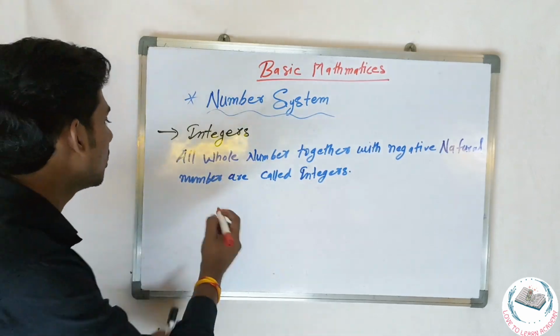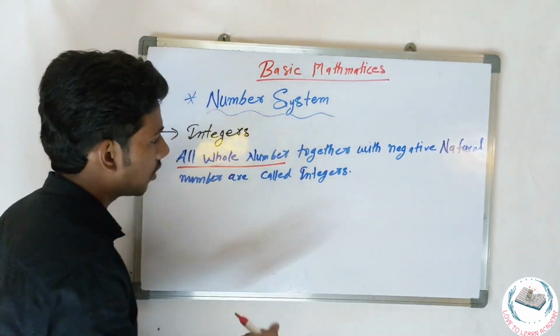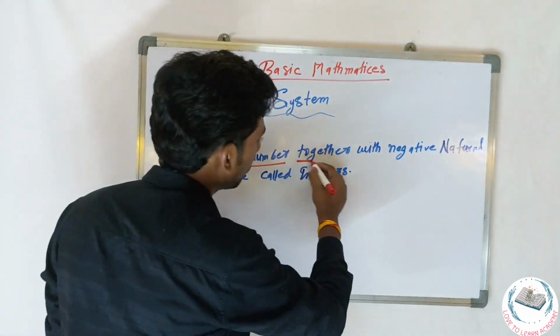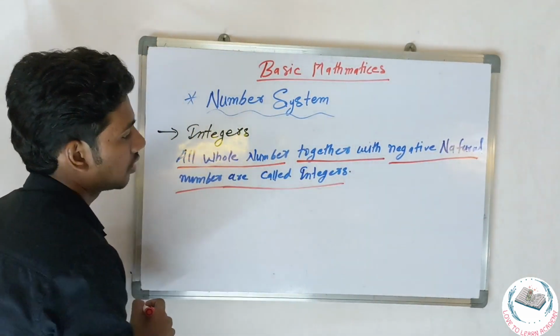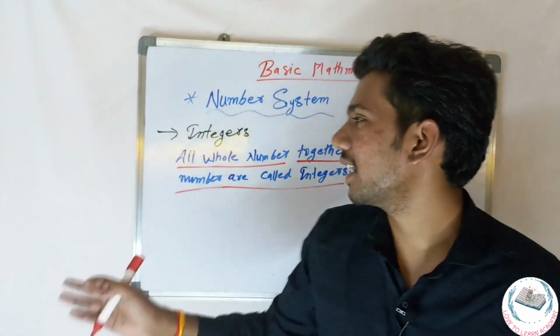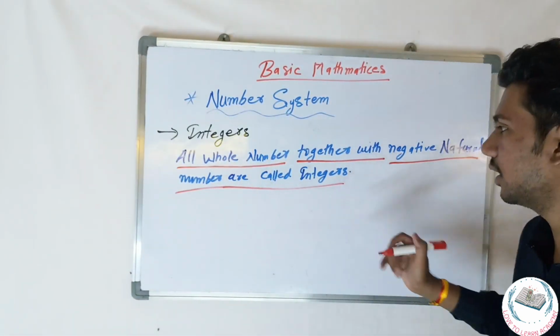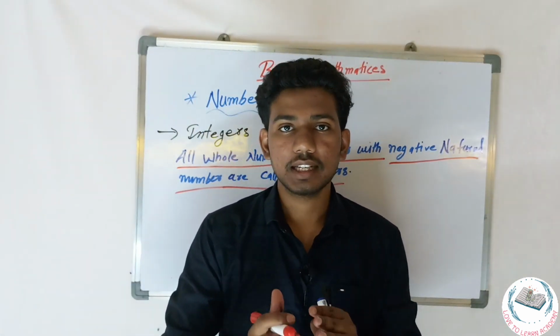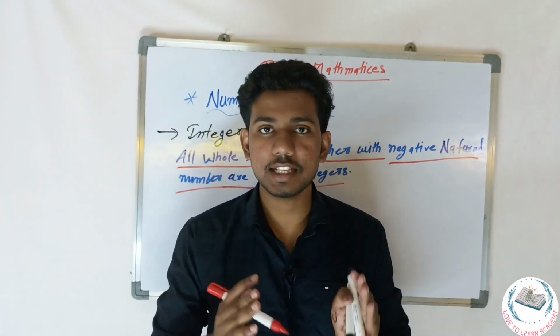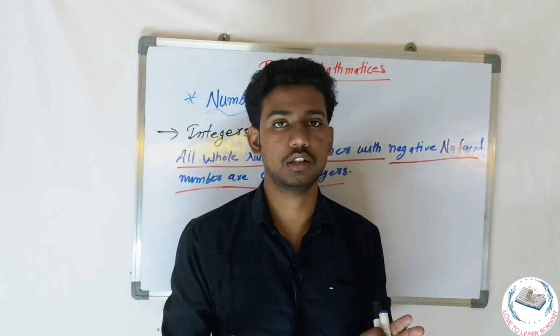I just write here: all whole numbers together with negative natural numbers are called integers. I hope you can understand this line. To put it in simple language, the numbers which have a negative and positive side, and 0 as the neutral, are known as integers.